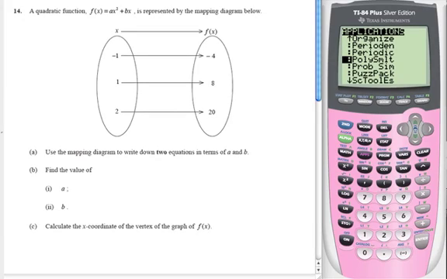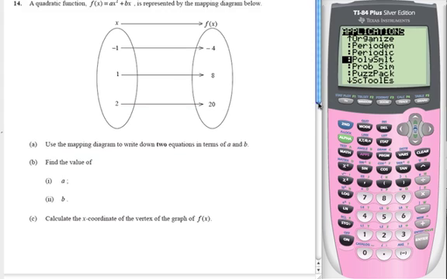Okay, so here we've got a functions mapping problem. A quadratic function given by f of x equals ax squared add bx is represented by the mapping diagram below. Use the mapping diagram to write down two equations in terms of a and b. Okay, so all we've got here is our x values on the left and then our f of x values on the right there.